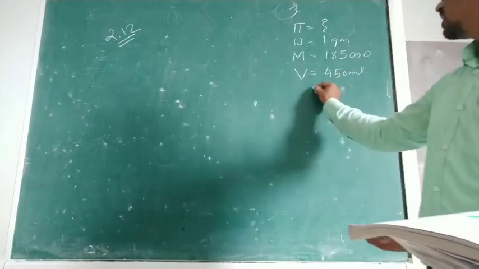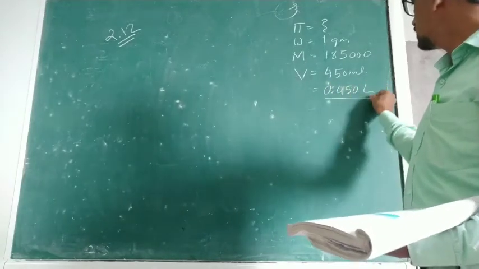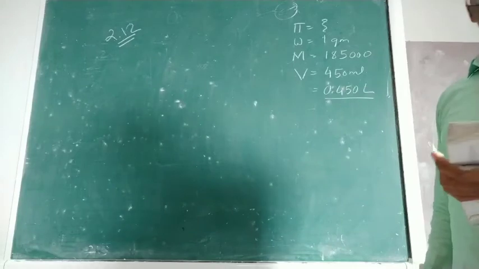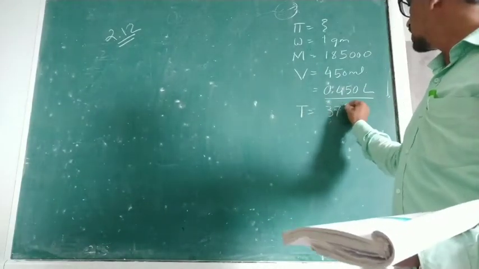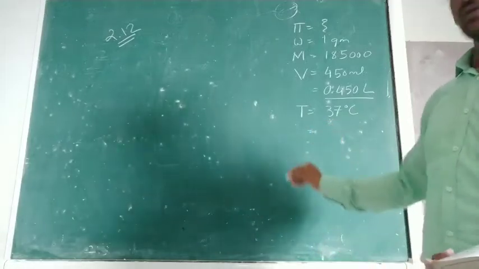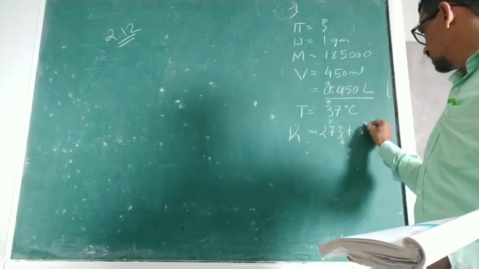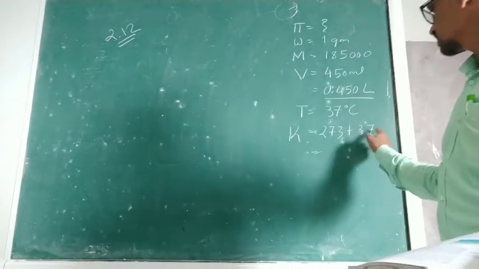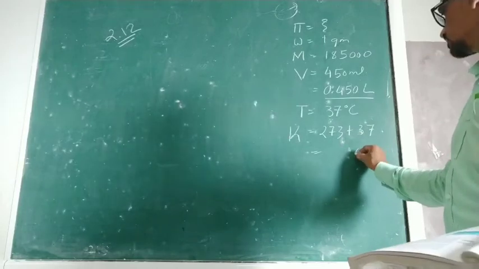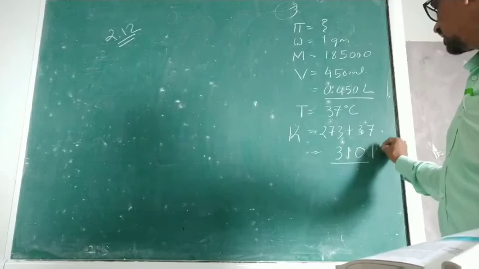If you convert into liter, then it is 0.450 liter, divided by 1000. And temperature is given, 37 degrees Celsius. You convert into Kelvin. Kelvin means 273 plus 37. How much? 7 and 3 is 10, carry 1. So it is 310 Kelvin.